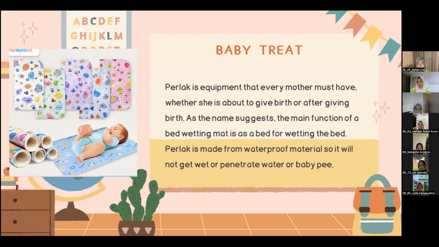Okay, the next is baby treat. This product is equipment that every mother must have, whether about to give birth or after giving birth. As the name suggests, the main function of a bed wetting mat is as a bed cover for wetting the bed. The product is made from waterproof material so it will not get wet or let water or baby pee penetrate.